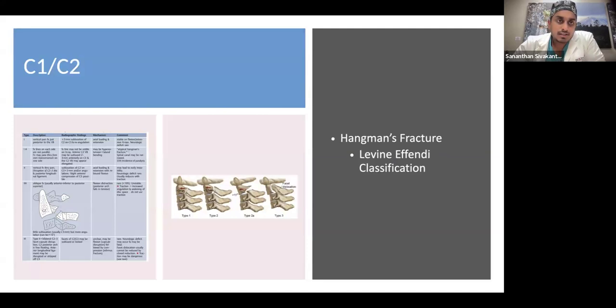At C1-C2, you can have combined fractures, or also C2 hangman fractures, which fall into the Levine-Edwards classification. I won't go through the entire chart here for you, but essentially it comes down to greater or less than 3 millimeters of subluxation, or greater or less than 15 degrees of angulation. What it breaks down into is essentially the more angulated the fracture, or the more displaced the fracture, the more likely the fracture will require operative fixation.